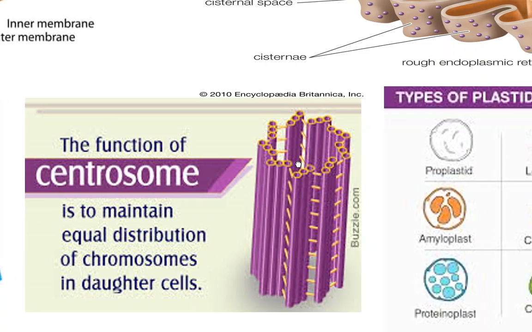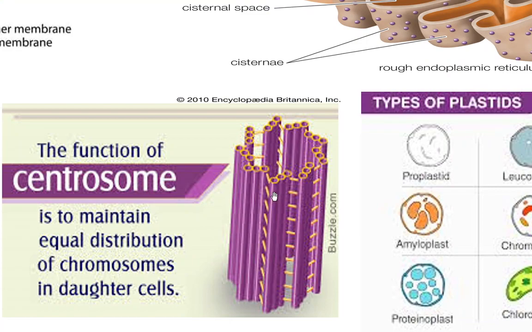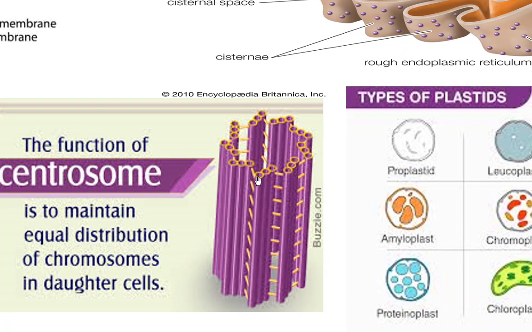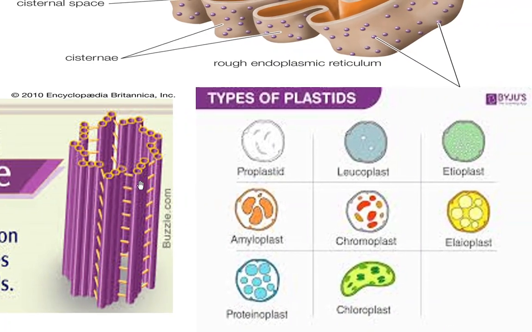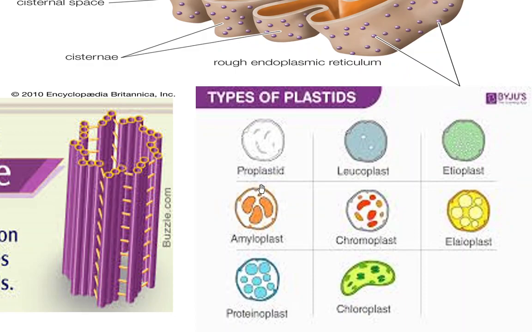And mostly, this organelle is majorly present inside animal cell and not plant cell. And there are many of it. We have microtubules, we have microfilament, we have intermediate filament. So that's about this organelle. Then we have plastids, which are majorly present inside plant cell.